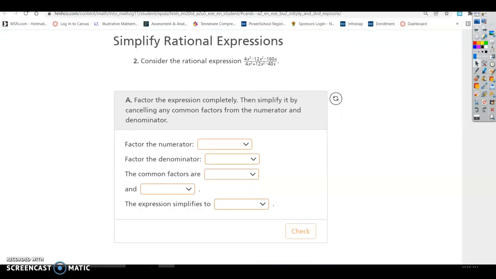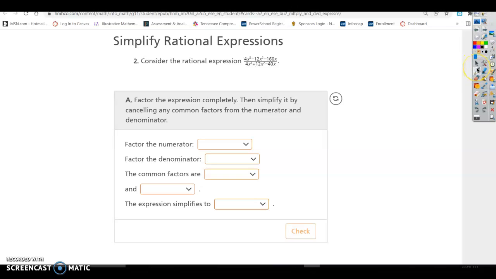All right, it says to simplify rational expressions. Consider the rational expression 4x cubed minus 12x squared minus 160x divided by 4x cubed plus 12x squared minus 40x. Factor the expression completely. Then simplify it by canceling any common factors from the numerator and denominator. All right, so let's do that first.